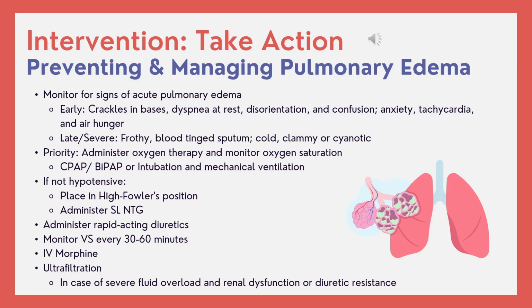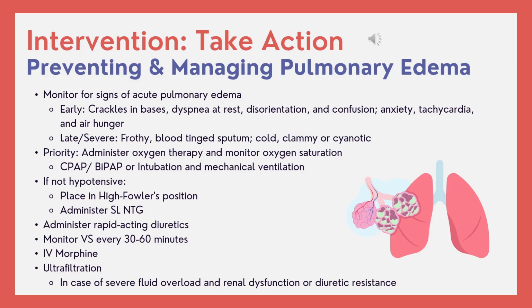So crackles in the lung bases, dyspnea at rest, disorientation and confusion, especially in our older adults. As this progresses, the patient is going to develop a frothy, blood-tinged sputum. They may have cold, clammy, or cyanotic skin, and they're going to have an increased work of breathing. Patients who have pulmonary edema oftentimes are also going to present with tachycardia, anxiety, and air hunger because they are struggling to breathe. So let's talk about what we do, our priority interventions.